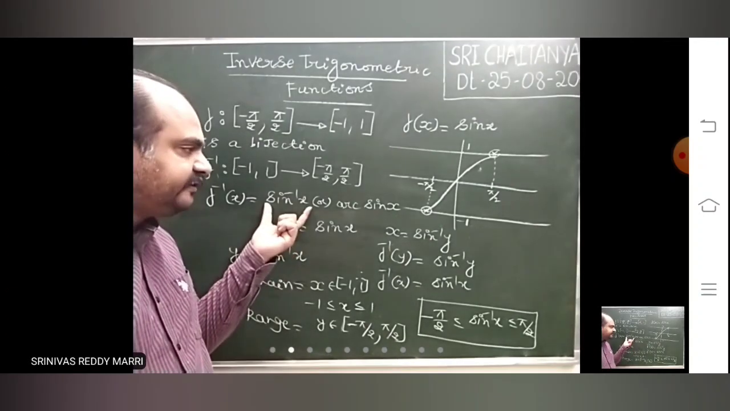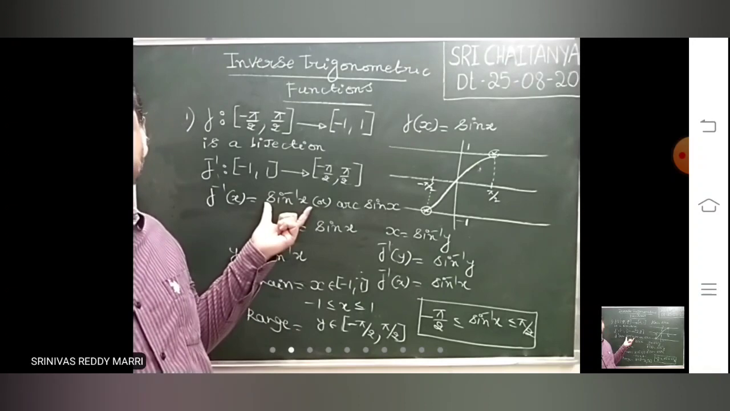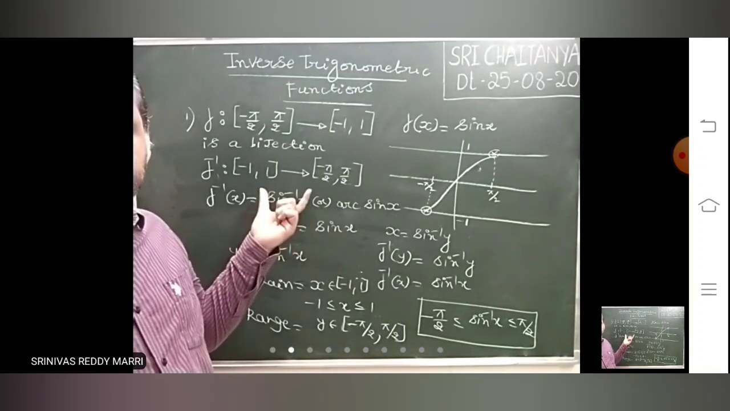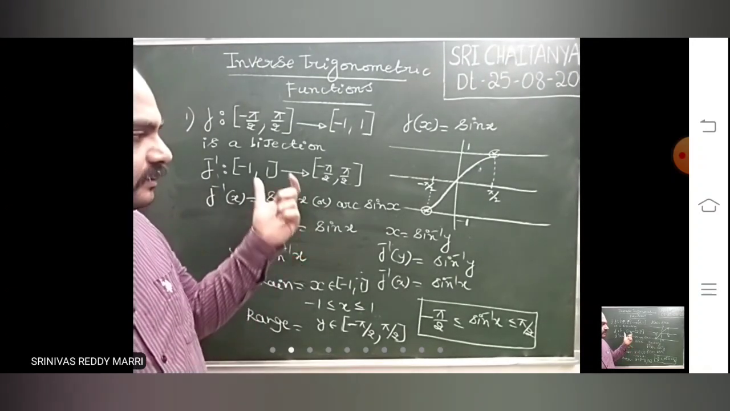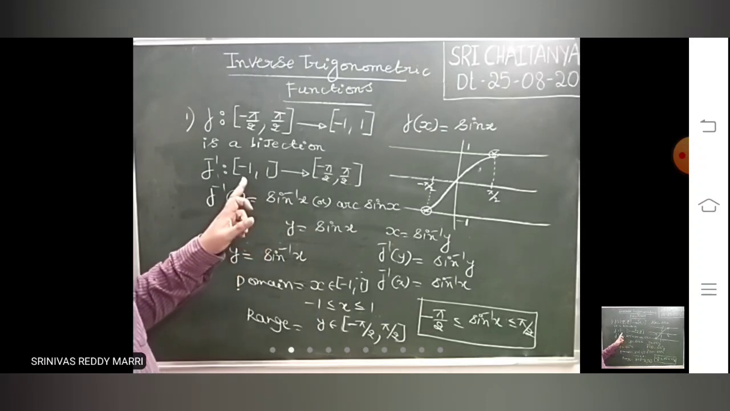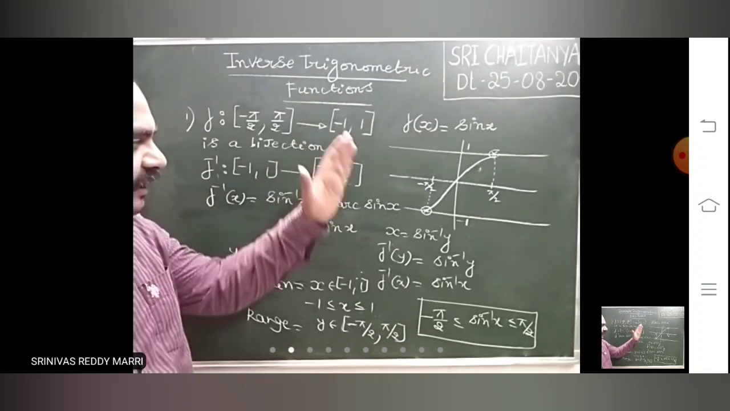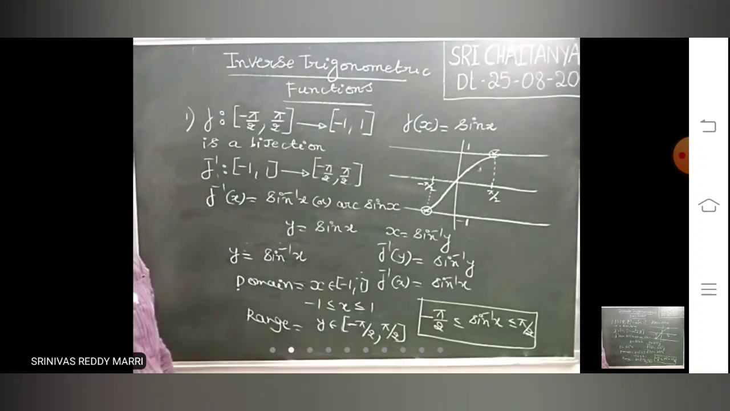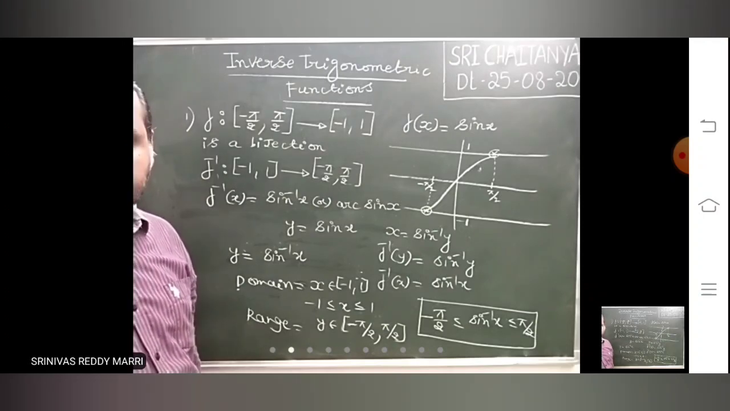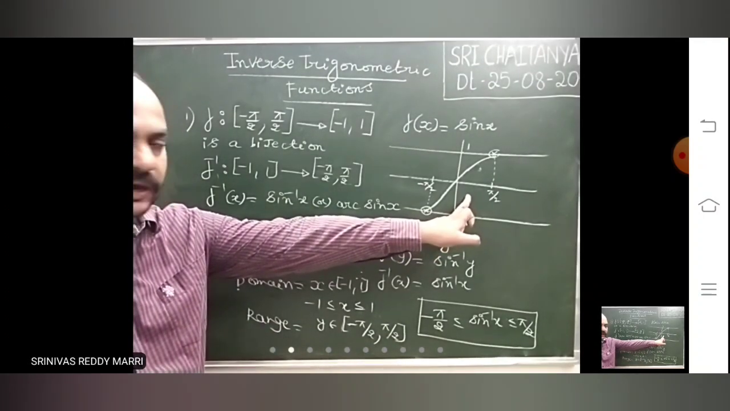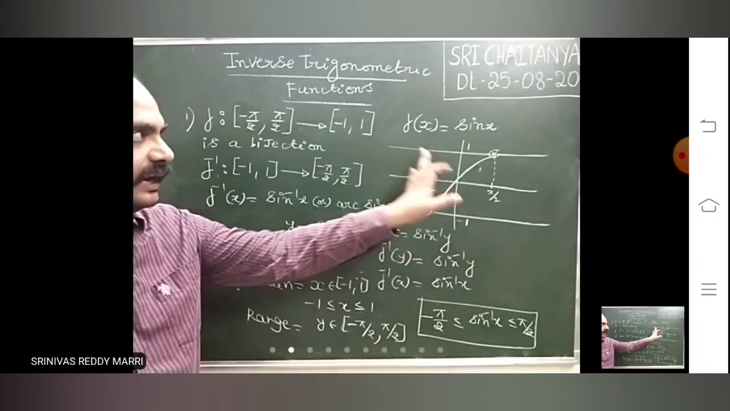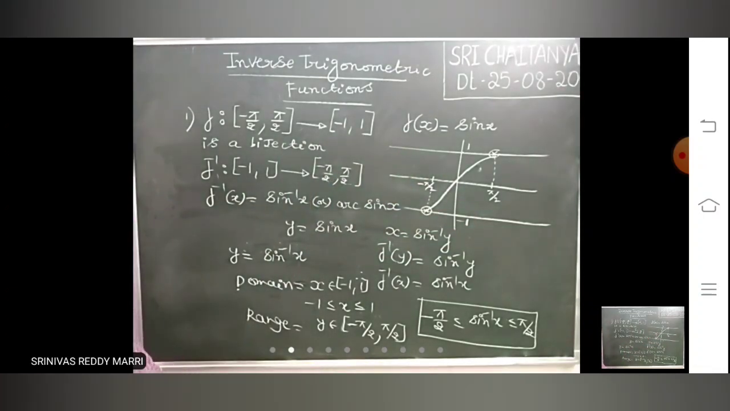We will see the sine inverse graph at the end. How the sine inverse x graph looks, we will see in the end. First remember this domain and range. All the graphs we will see at a time, at the end of this chapter. This is the sine x graph, whatever I have drawn, and this is about sine inverse x.